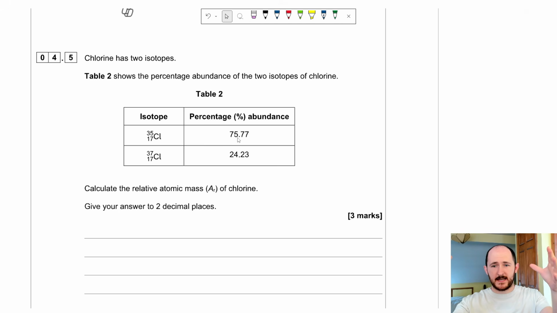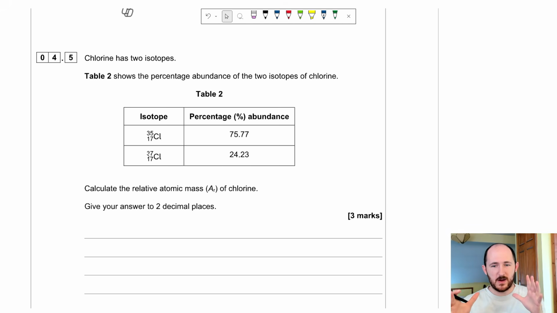So if I were to take a random chlorine atom, 75.77% of them are chlorine 35, 24% of them are chlorine 37. So in other words, I have a 75% chance of getting chlorine 35, a 24% chance of getting chlorine 37. And so if I take trillions and trillions of chlorine atoms, their mass isn't going to be 35 or 37, it's going to be somewhere in between, because 3/4 of them, 75% of them, are chlorine 35, and 24% of them are chlorine 37.